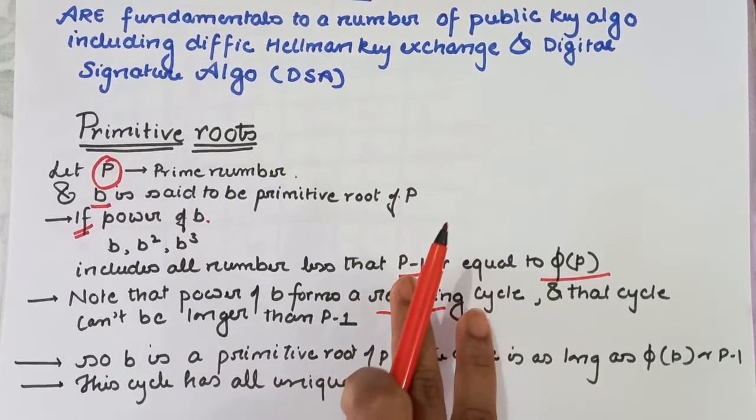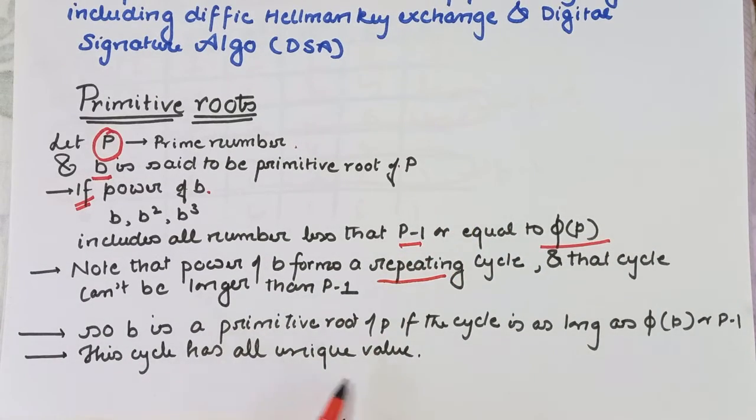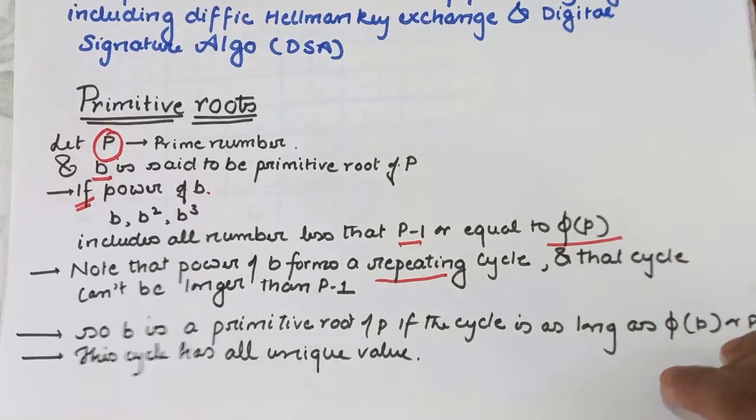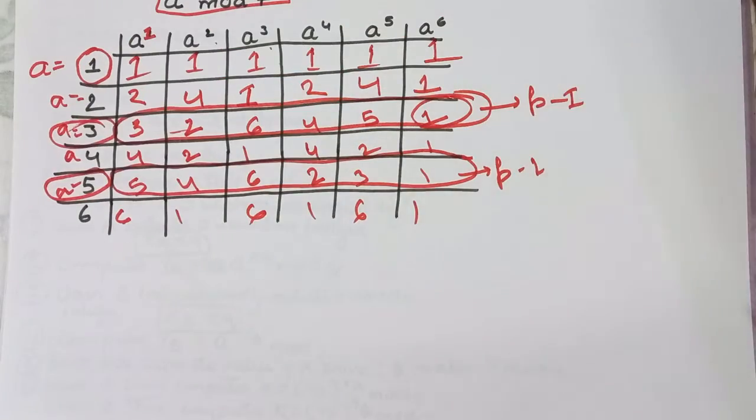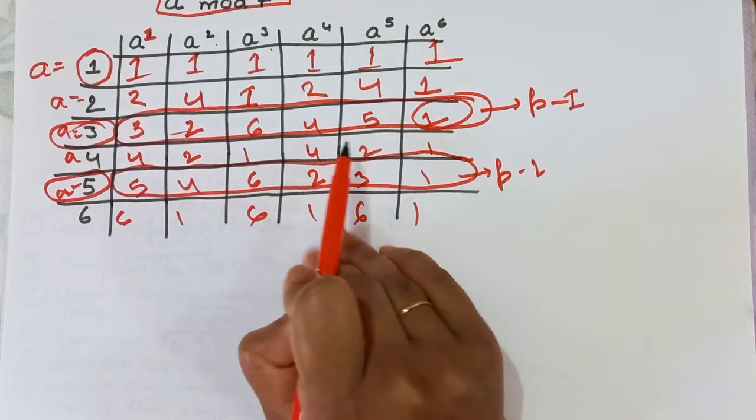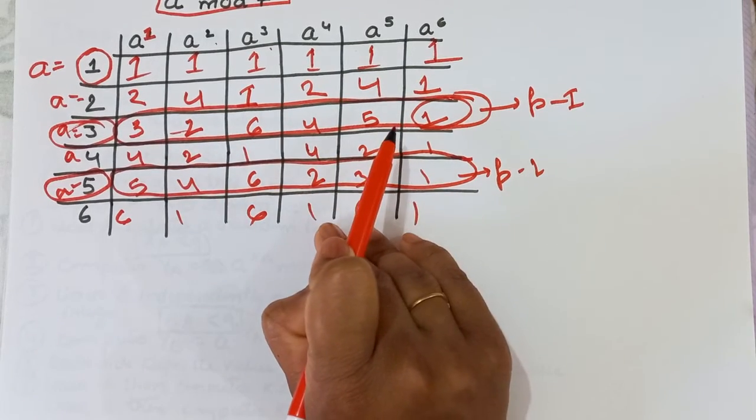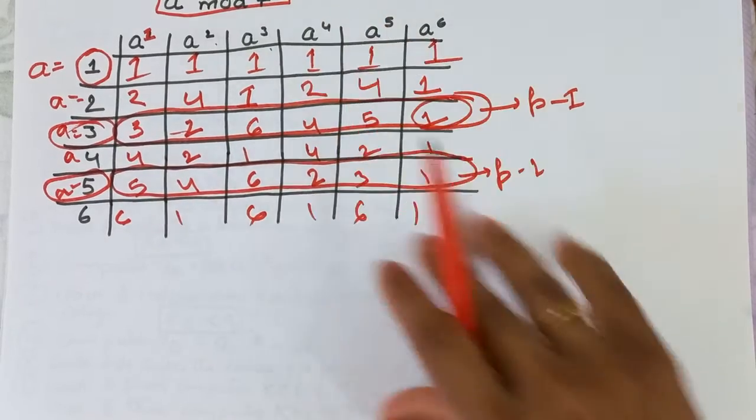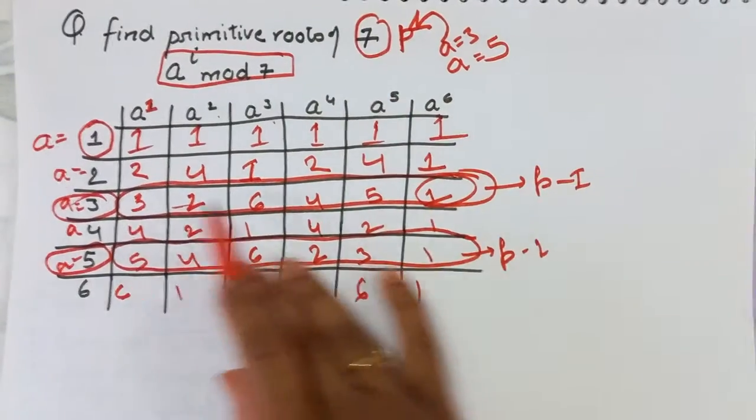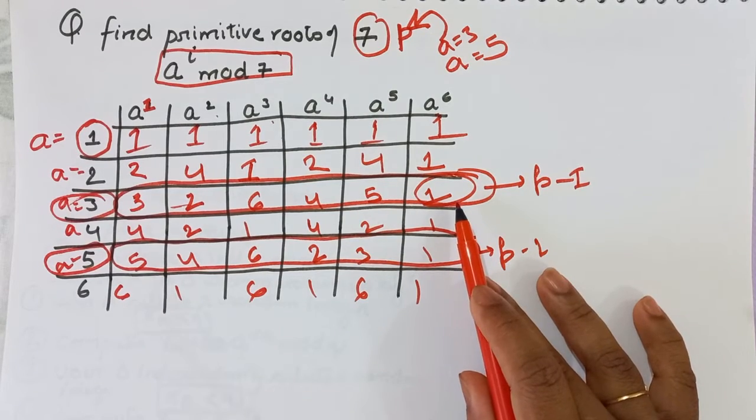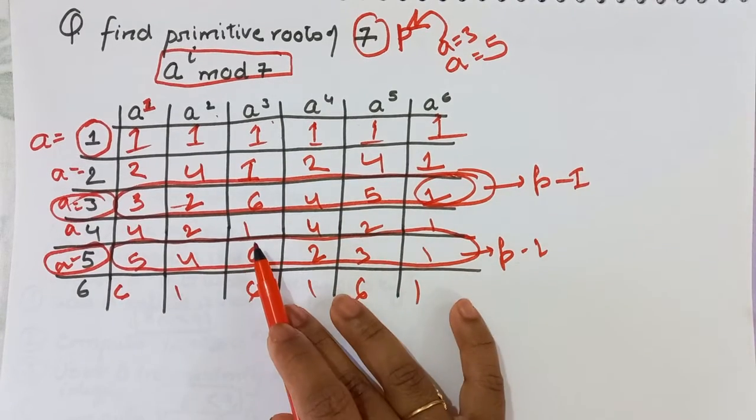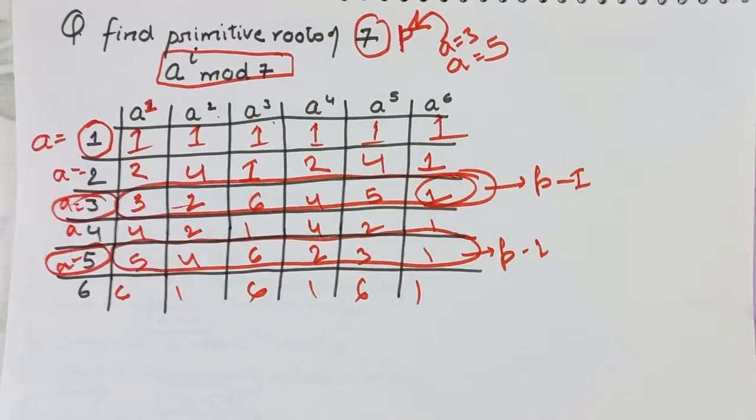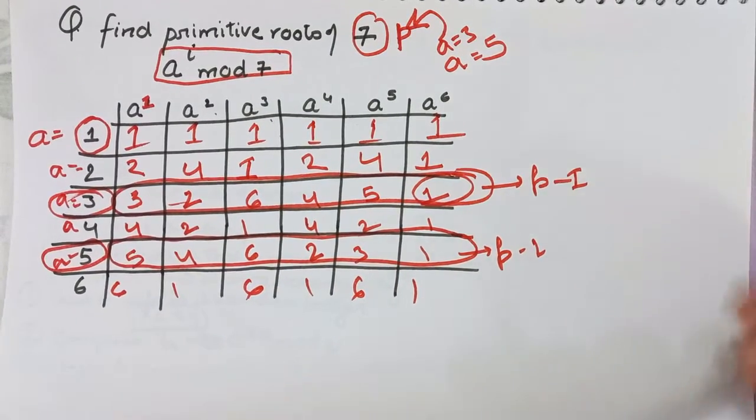That is also acceptable. We also saw that B is a primitive root of P if the cycle is as long as the totient function of P, or P minus 1, and the cycle has all unique values. Can you see all the values are unique? 3, 2, 6, 4, 5, 1. These numbers are not going to repeat, and this cycle has all the numbers that are less than 7. There's 1, 2, 3, 4, 5, 6, right? So this is all about primitive roots.